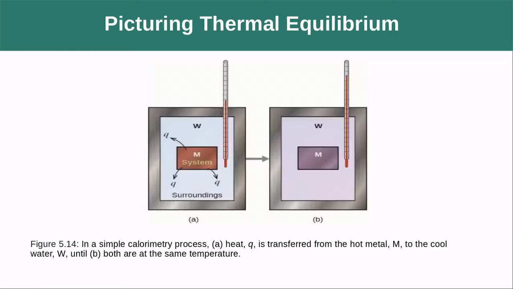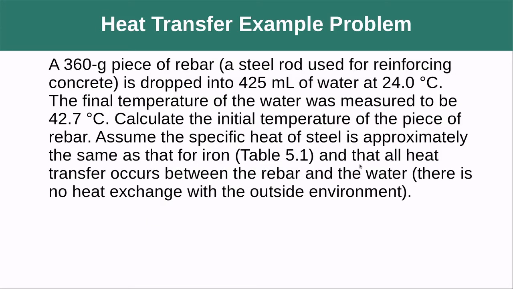If we kind of picture what's happening here, we've got our metal inside of our calorimeter. That's our system. Heat's being released out to the water, which is our surroundings. Eventually they come to thermal equilibrium, and we can see that the thermometer's temperature has risen because the water, the thing that we're actually measuring, got warmer. Let's see how we can actually put numbers to this, though, and quantify this.